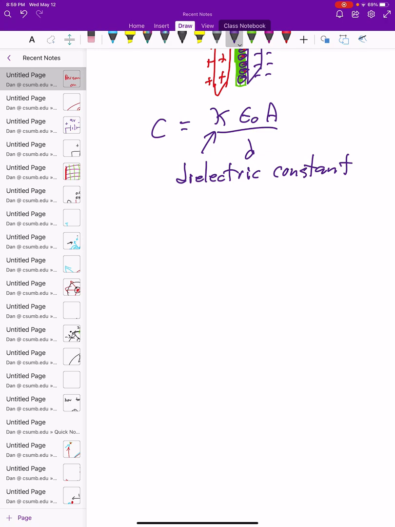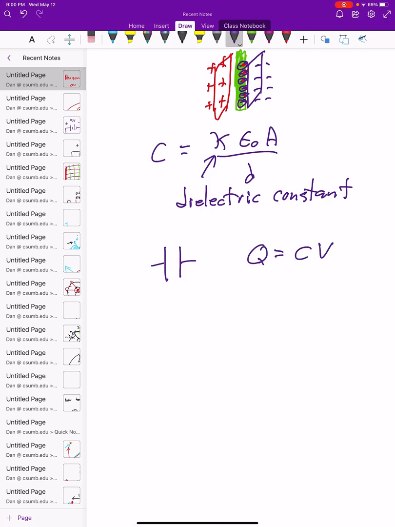Then we did some example problems where you had a capacitor, and if you knew what its capacitance was, and you wanted to determine the amount of charge on the capacitor, we kept coming back to this equation, Q equals CV. So if you knew what the capacitance of the capacitor was, and you knew what voltage it had across it, then you could determine the charge on it. Given that you know two of these, you can always find the third.